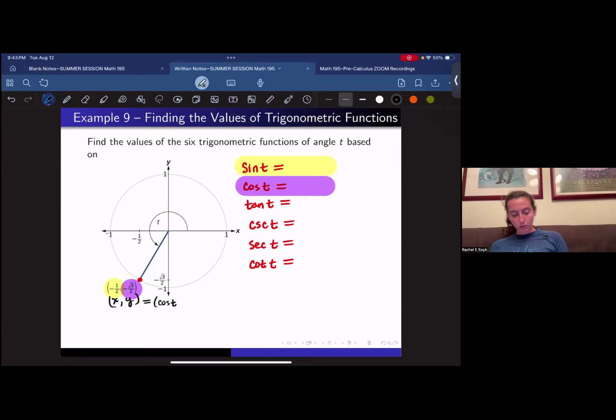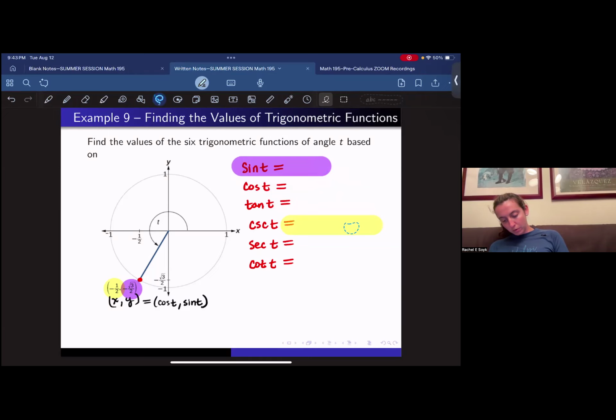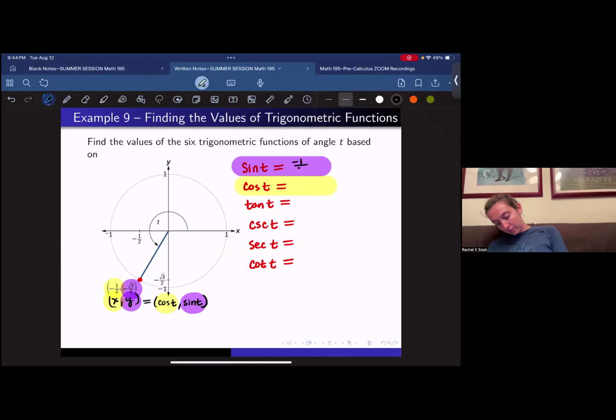I got the colors actually wrong. I'll switch them in a moment. And then our purple is the same as our sine of t. Purple, yellow, yellow, and purple. Okay. So now let's substitute it in. That tells us that our sine of t is negative 1/2. Our cosine of t is negative square root of 3 over 2.